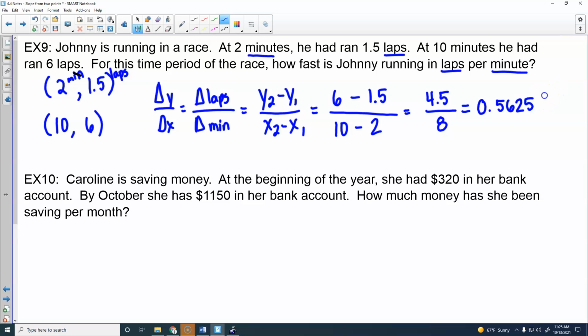All right, and this would be laps per minute because that on top, 6 and 1.5, those were our laps, and 8 was our minutes that went by.